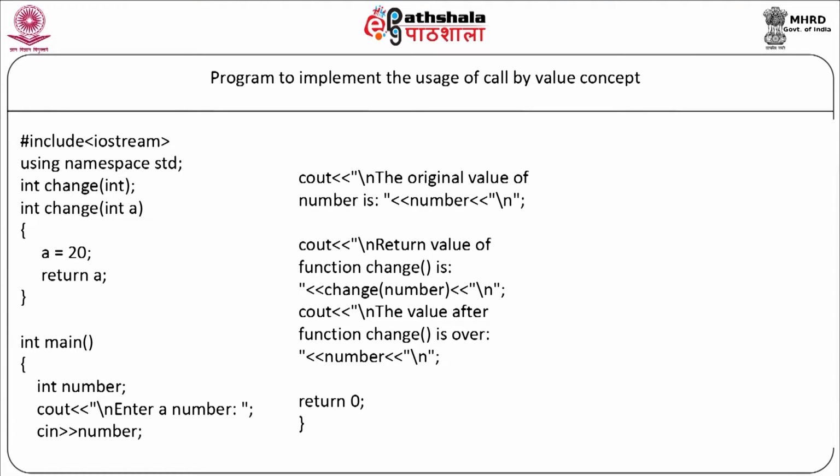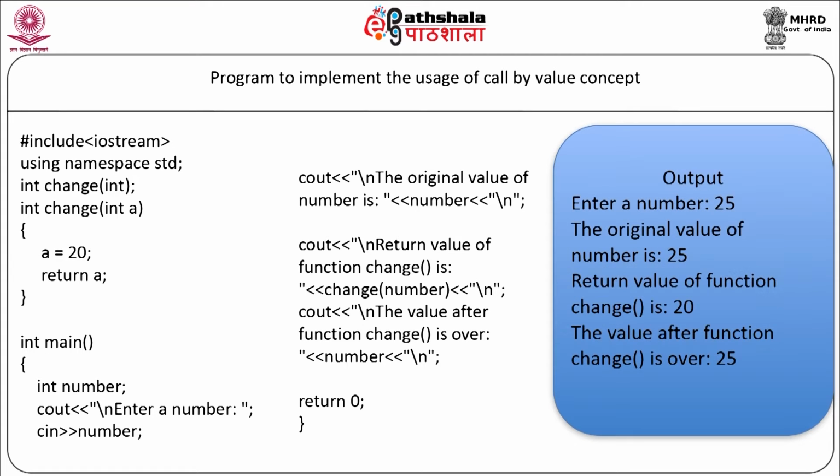Now when the above program is compiled and executed, it will produce the output as: first it will ask the input from the user as enter a number. Suppose the number entered is 25. Now it will display the first cout statement. The original value of the number is 25.